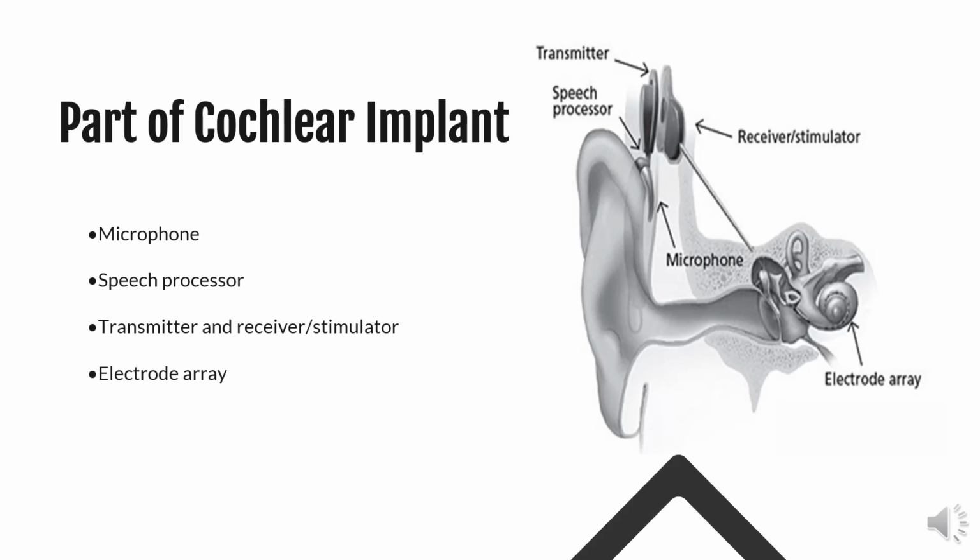Now, what are the parts of a cochlear implant? Firstly, we have a microphone which picks up sound from the outside, and we have a speech processor which selects and arranges the sound picked up by the microphone. And we have a transmitter and receiver stimulator which receives signals from the speech processor and converts them into electrical impulses. Finally, we have electrode arrays, which are a group of electrodes that collect the impulses from the stimulator and send them into different regions of the auditory nerve.